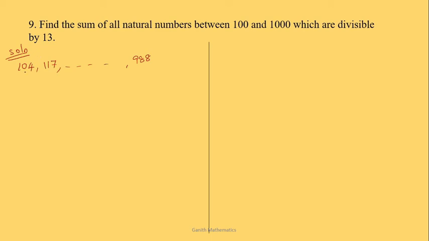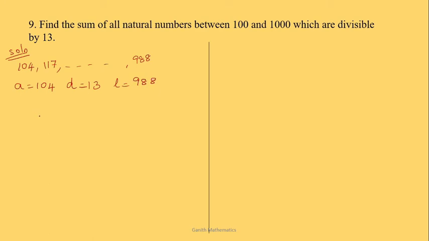So now this is my sequence. From the question I have derived my sequence, and I am going to use the formula to find the sum of the terms which are divisible by 13. So what is my a? My a is 104. What is my d? d is very simple, right? It is divisible by 13, so d is 13. What is your L? Your L is 988.